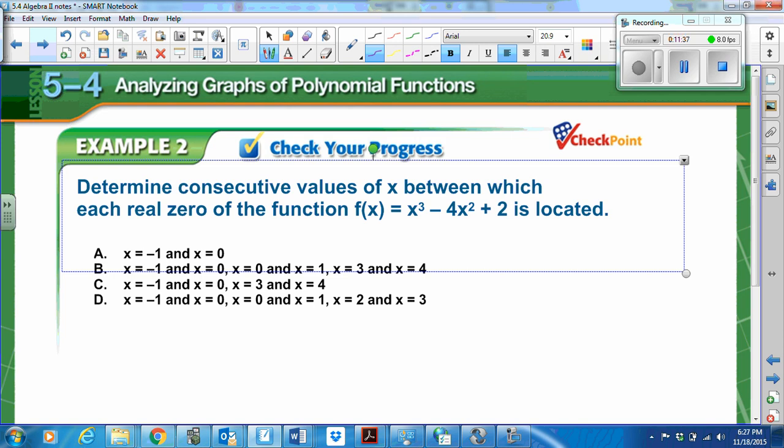Determine consecutive values of x between which each real zero of the function is located. And we're going to use our graphing calculators for that. And so try this on your own and then see what solutions you get.